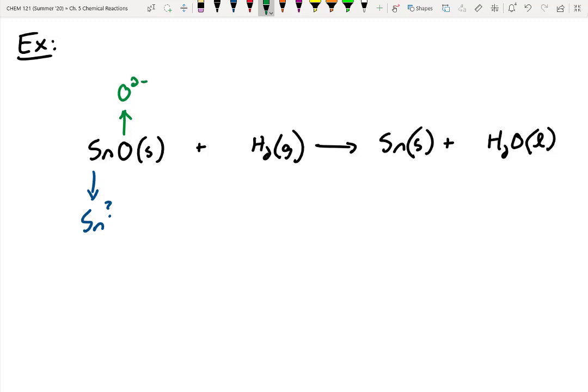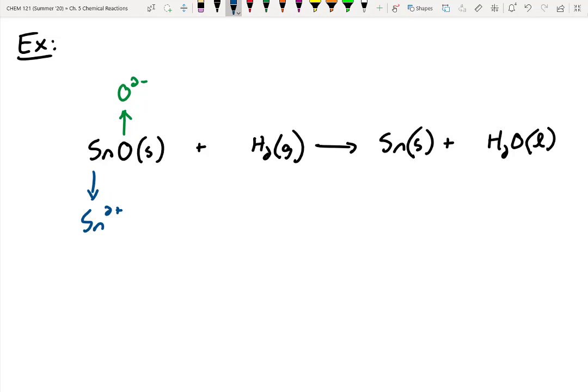So it's 2 negative, right? Which means we can infer that the tin must be 2 positive, right? In order to cancel things out. So I'll go ahead and just change this to 2 positive. All right, so we've got that reagent taken care of.